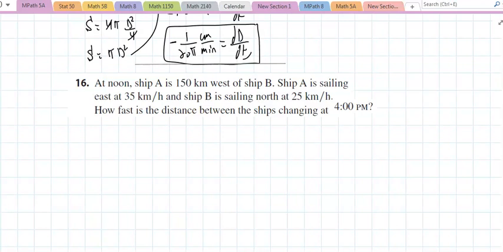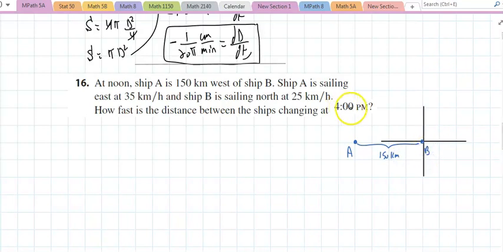At noon, a ship west. So they're talking about navigation. Alright. At noon, ship A is 150 kilometers west of B.